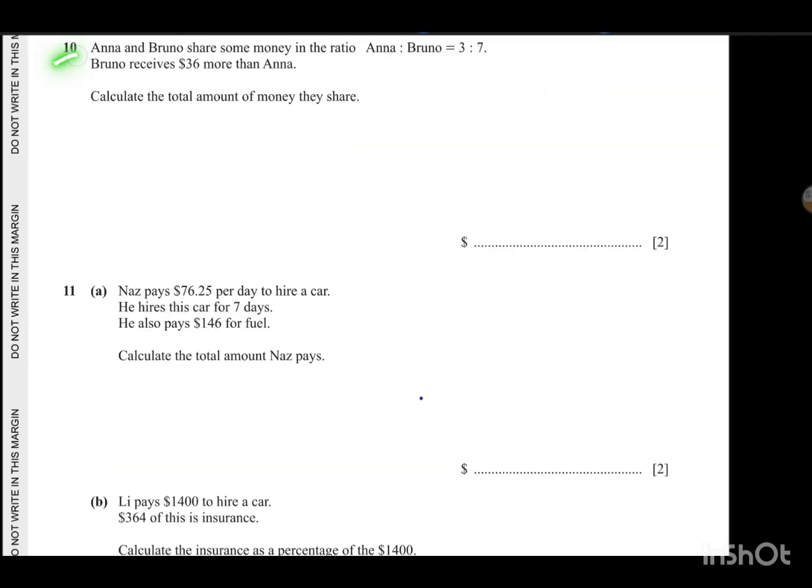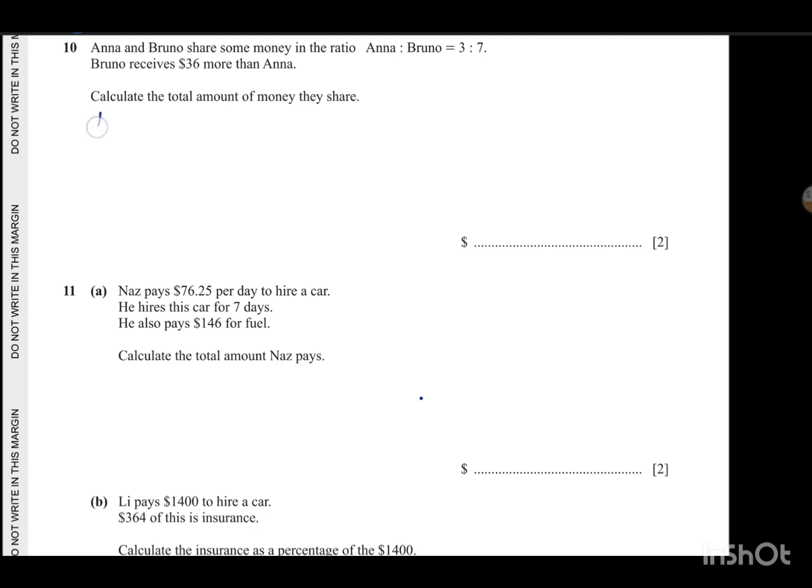Question number 10. Anna and Bruno share some money in the ratio Anna is to Bruno 3 is to 7. Bruno receives $36 more than Anna. Calculate the total amount of money they share. Now here we have only been given the ratio of the amount they shared. I mean the ratio is only given, not the amount. And they also gave that Bruno is receiving 36 more than Anna. So here you have to do a little bit of working and understand the question.